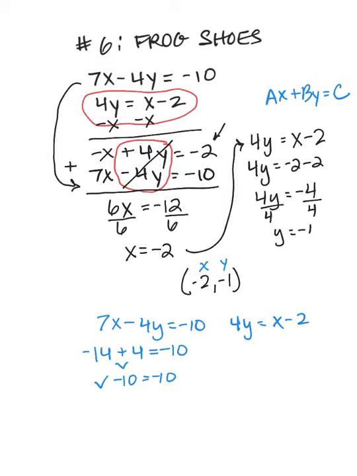But that just means that this point lies on this line. We have to prove that it lies on this line also. So negative 1. 4 times negative 1 is negative 4. x is negative 2 minus 2, and check. We've proven that the point, our solution, lies on both lines. So you can see that if they're not both in standard form, all you have to do is move your variables so that they're both on the left and your numbers on the right, and voila, you can do elimination.